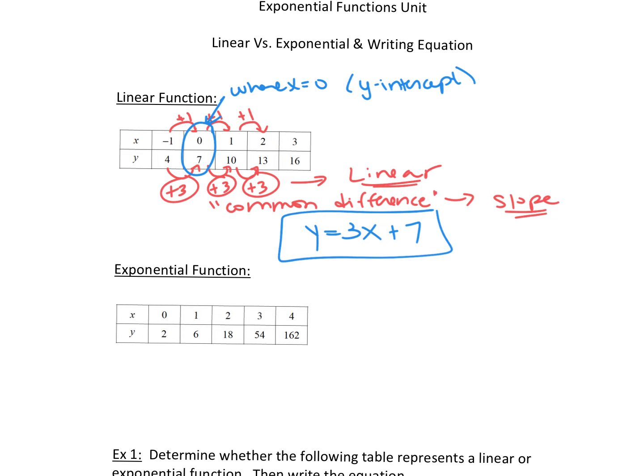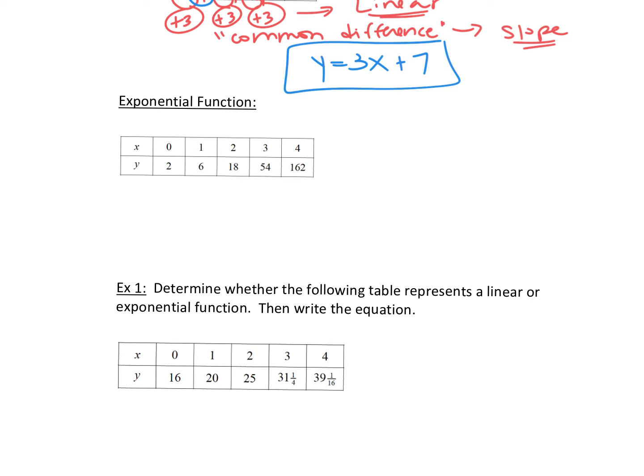Okay? When you look at a table of an exponential function, you'll notice that as the x increases by 1 each time, same idea, if you look for a common difference in the y's, there is no common difference. They don't keep adding the same amount. 2 plus 4 is 6, and then you would have to add 12 to get to 18. It's not the same amount being added every time. However, you'll notice that 2 times 3 is 6, and 6 times 3 is 18, and 18 times 3 is 54, etc. Right? So if you keep multiplying by the same value, that's an indication that this is exponential.